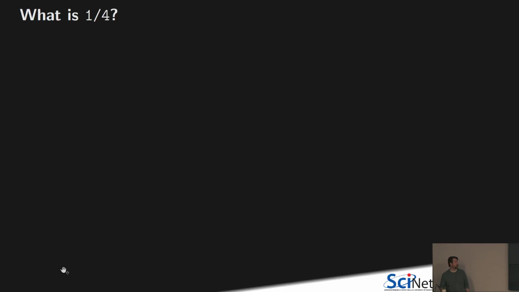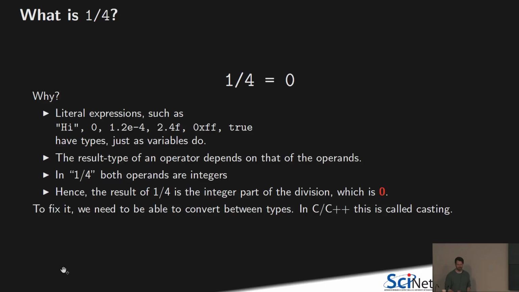So talking about operators, going back to elementary school, what's 1 over 4? Depends on the type. So as written, 1 over 4 is 0. What? 0? That's not right. No, it isn't right mathematically, but it is right programmatically.